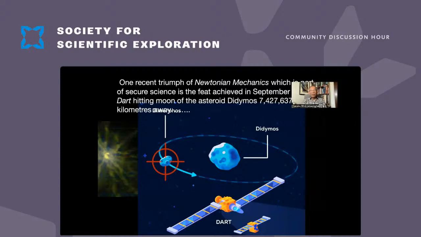For instance, this September, a few weeks ago, in fact, the DART mission sent a probe, essentially a large object, to hit an asteroid over 7 million kilometers from Earth. And the success of this mission to send this object all the way to the moon of the asteroid called Dimorphos was really a great feat of scientific achievement. So there are many things like that that are based on areas of science that are secure, like Newtonian mechanics.